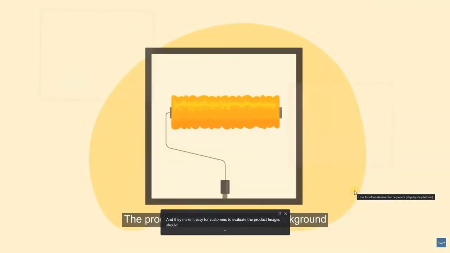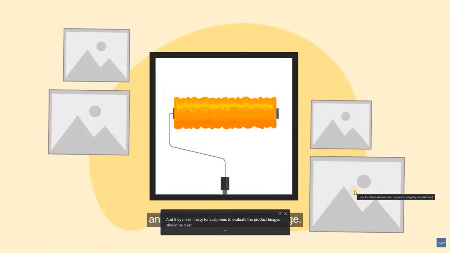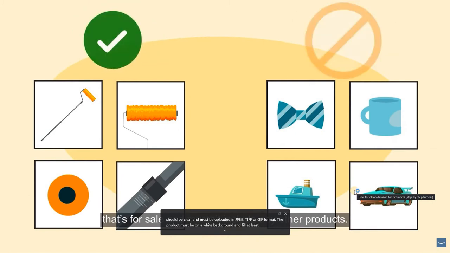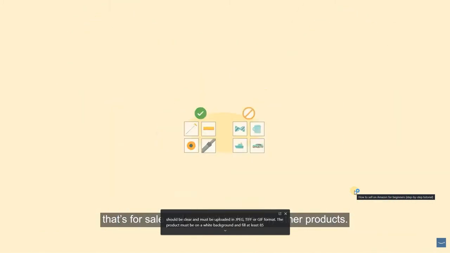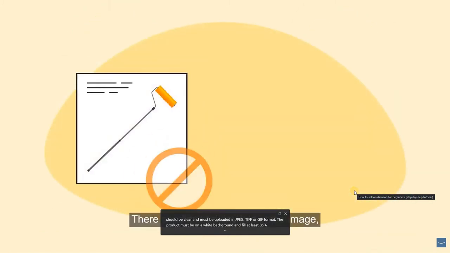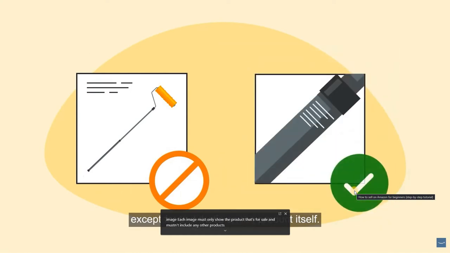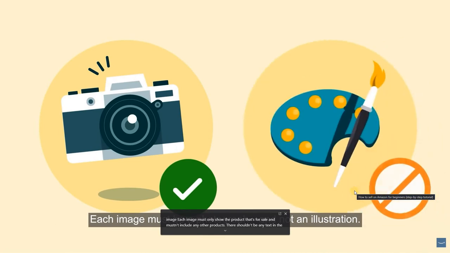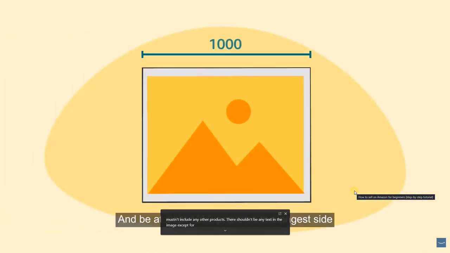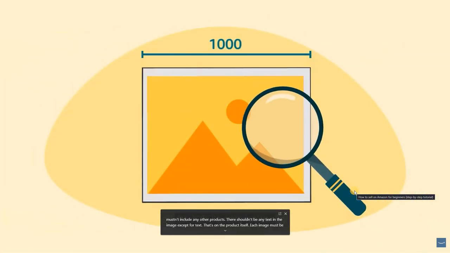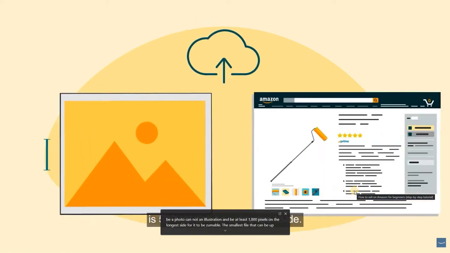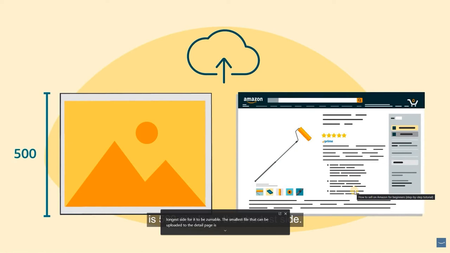The product must be on a white background and fill at least 85% of the image. Each image must only show the product that's for sale and mustn't include any other products. There shouldn't be any text in the image except for text that's on the product itself. Each image must be a photograph and not an illustration, and be at least 1,000 pixels on the longest side for it to be zoomable. The smallest file that can be uploaded to the detail page is 500 pixels on the shortest side.